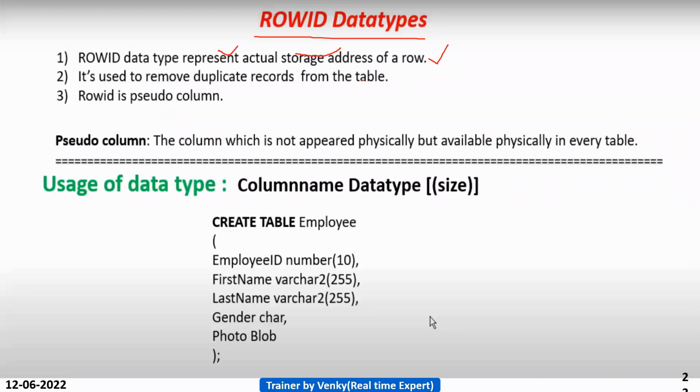Next, it is used to remove the duplicate records from the table. There is a very important interview question, how to remove duplicate records, that we can discuss. There is a subquery concept. By using row IDs, we can remove the duplicate records. By using subquery and row ID, we can remove the records. There are others as well: by using inline, by using rank, by using distinct, we can remove.